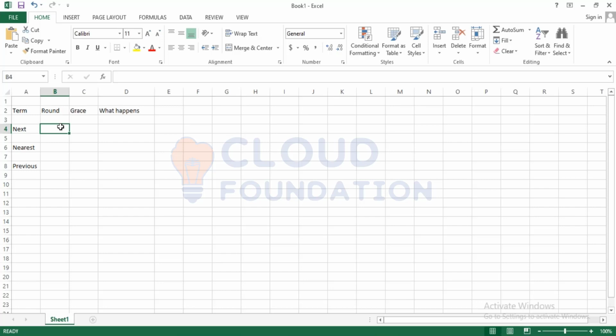Okay, so we are doing quarter hours. So my round is always going to be 15 in this case. So in next, what happens is, the grace value is going to be 0, because no matter what, the punch is always going to go to the next segment. In nearest, it's going to be half, so it will be 7. And in previous, it's going to be 1 less than the round value, so it's going to be 14.